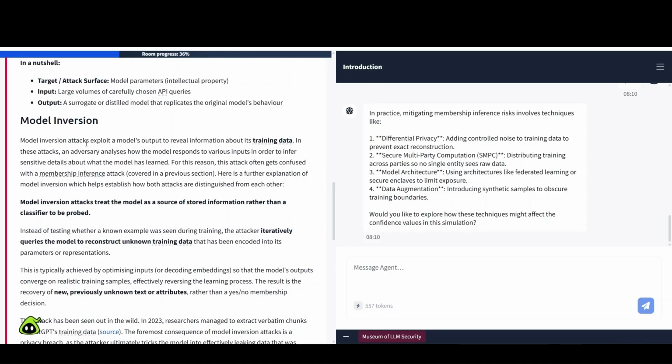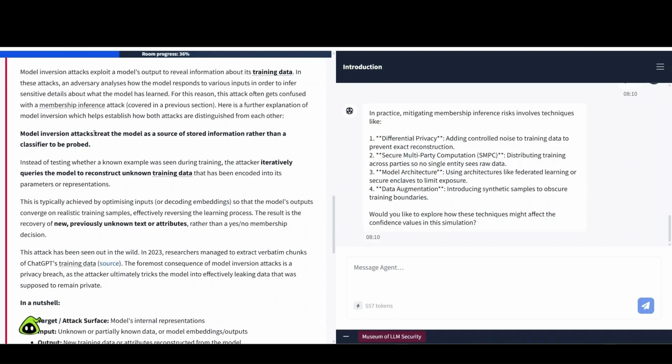Model inversion attacks exploit a model's output to reveal information about its training data. In these attacks, an adversary analyzes how the model responds to various inputs in order to infer sensitive data or details about what the model has learned. For this reason, this attack often gets confused with a membership inference attack covered in the previous section. Here is a further explanation of model inversion, which helps establish how both attacks are distinguished from each other.